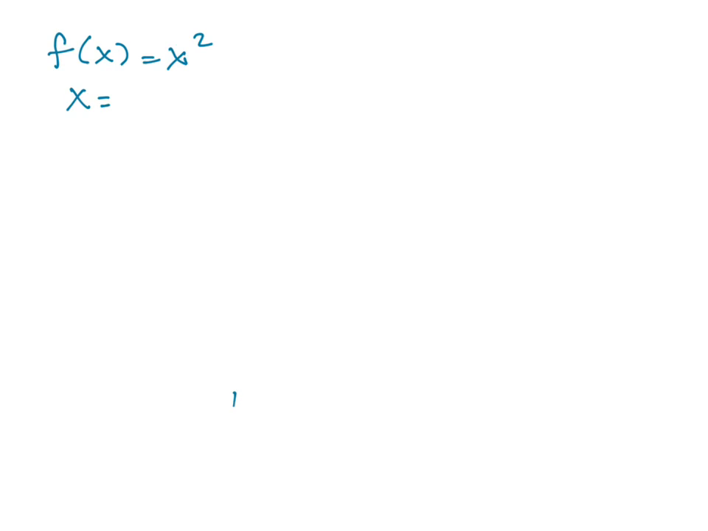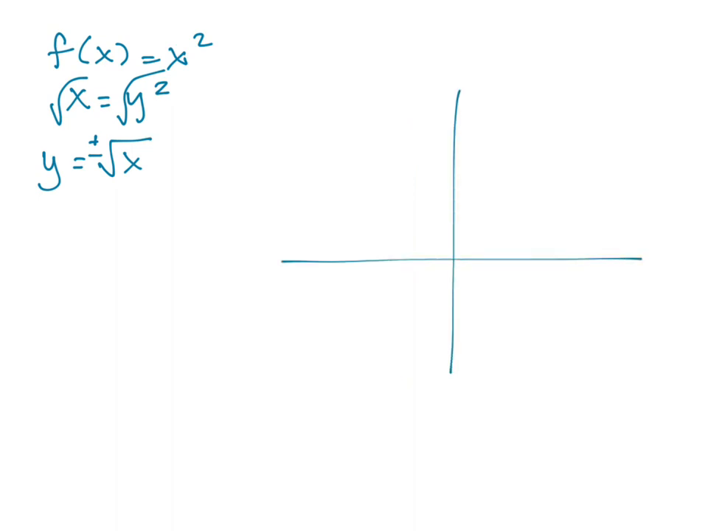Swap x and y. So x is equal to y squared. And let's solve for y. So we're going to square root everything, which means that y is the square root of x. Well, I know that when I take the square root of any value, I should consider both the positive and the negative. What that means for me right now is I'm not going to graph a function anymore because it would not pass the vertical line test. But I want you to see what I'm seeing.